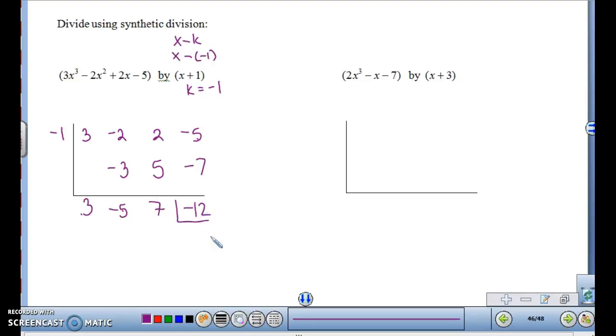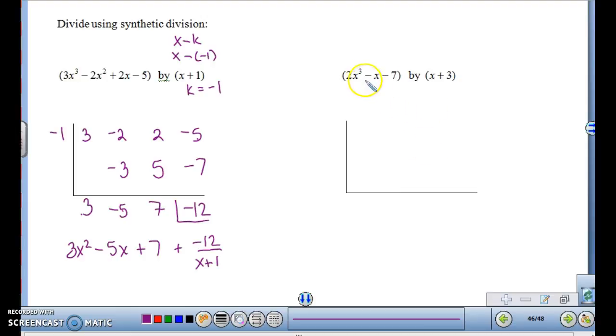Okay, this value right here will be the remainder. This will be your quotient. So your leading coefficient will be 1 less than what you started with. So this will be 3x squared minus 5x plus 7, and then plus -12 over x plus 1, because this would be the remainder. And there you go. You've got it. So we divided this without having to use long division, but you get the same thing.